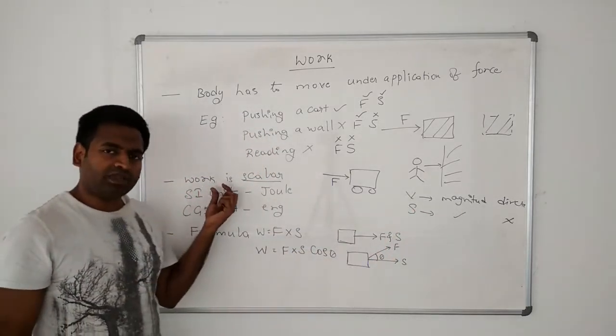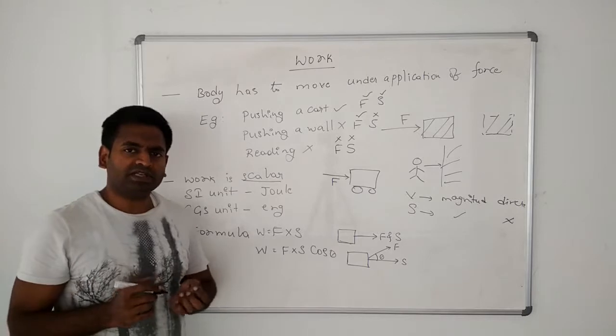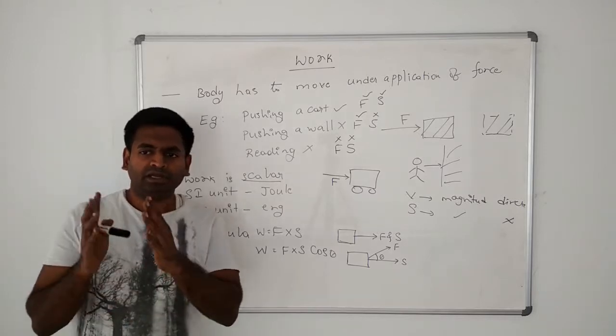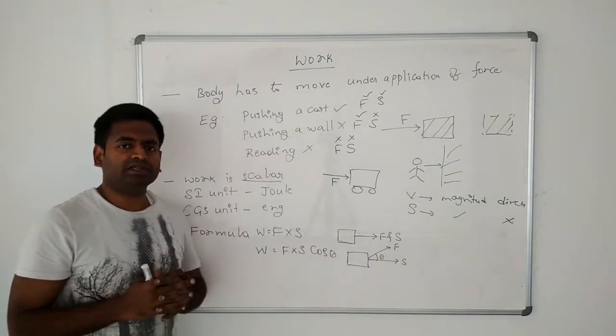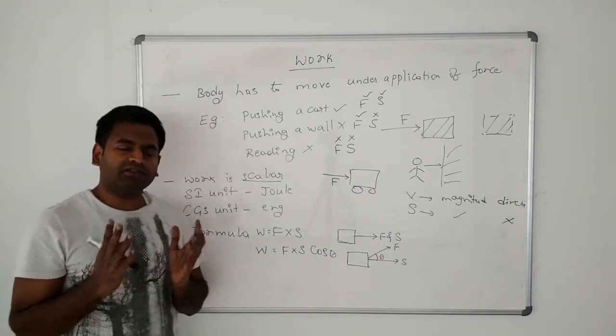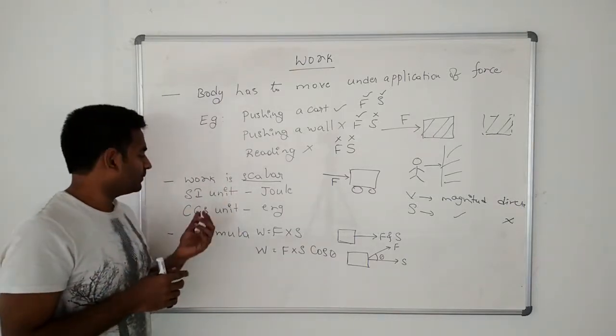So does work have any direction? When some work is done, do I say that, oh, I have done work towards north, I have done work towards east? No, we will never say that. So that means work is a scalar, and we cannot give any direction to the work.